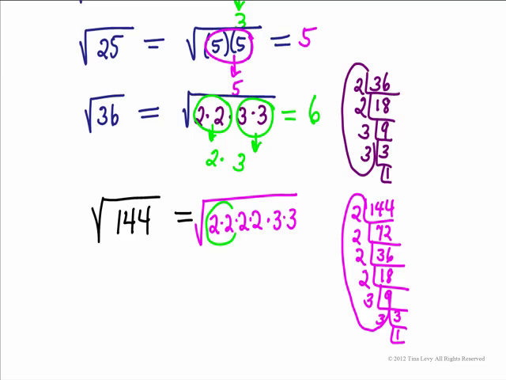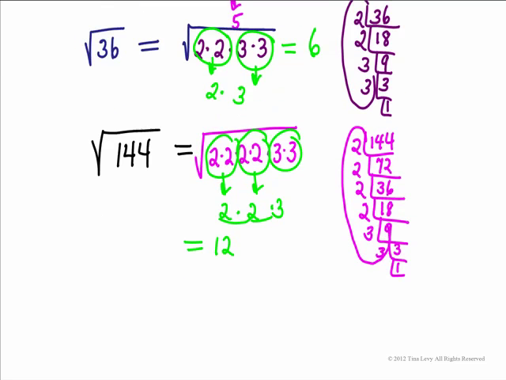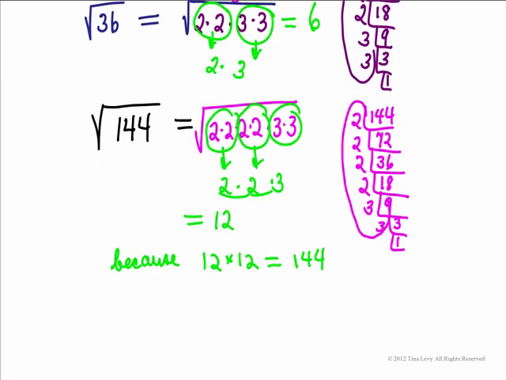So now I've got one pair of 2s, out comes a 2. From this pair, out comes another 2. From this pair of 3s, out comes a 3. So the square root of 144 is 2 times 2, 4, times 3 is 12. And that's basically what we expected, because we know that 12 times 12, or 12 squared, is 144. So this concept of jail, square root is square root jail. It takes pairs to break out. So now let's look at cube root.